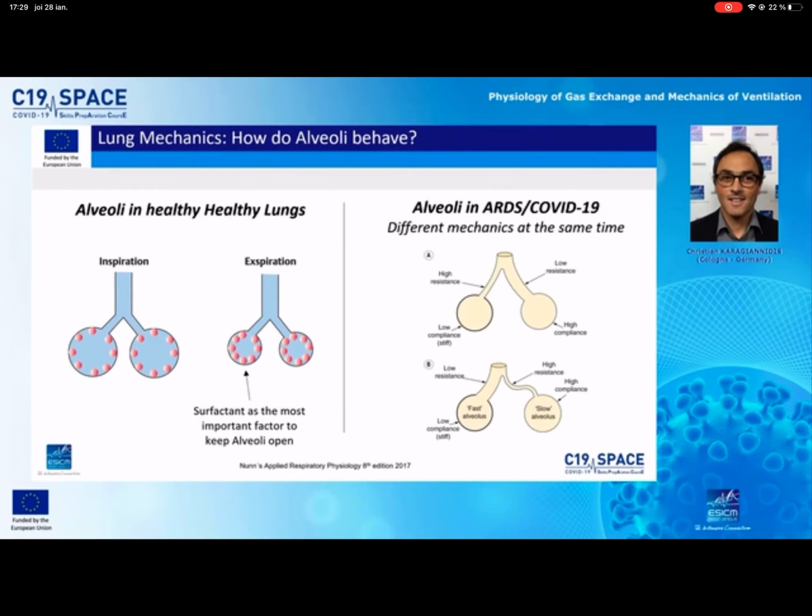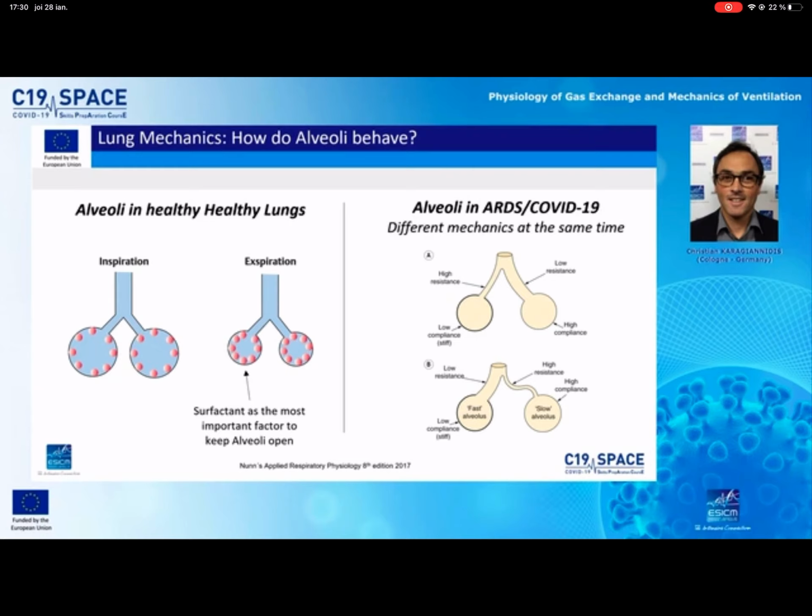In ARDS or in COVID-19 patients, the alveoli may behave differently. On the one hand, you may have alveoli with a high resistance, so you need a high pressure to get air into these alveoli, and this may coexist at the same time in the same lung with parts of the alveoli and terminal bronchioli with a low resistance. And also at the same time, you can have alveoli with a low compliance, so these alveoli are more stiff, and you can have alveoli with a high compliance.